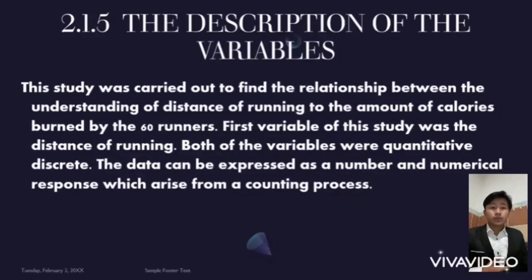So moving on to 2.1.5, the description of the variables. This study was carried out to find the relationship between the distance of running and the amount of calories burned by the 60 runners in total. The first variable of this study was the distance of running. Both of the variables were quantitative, discrete. The data can be expressed as a number, a numerical response which arises from a counting process.